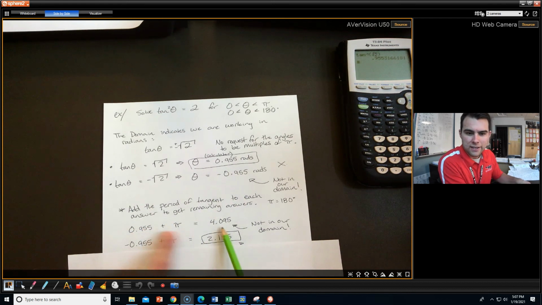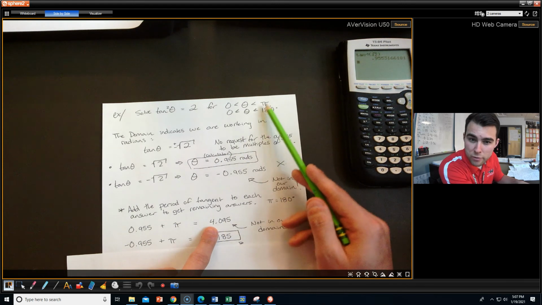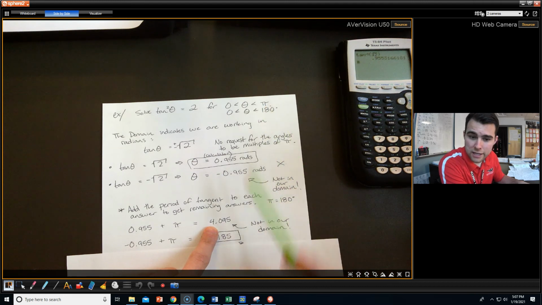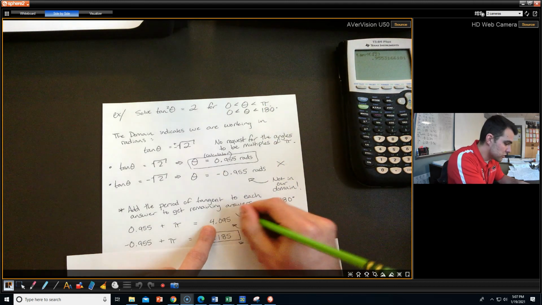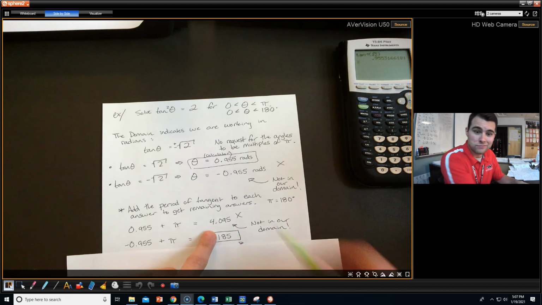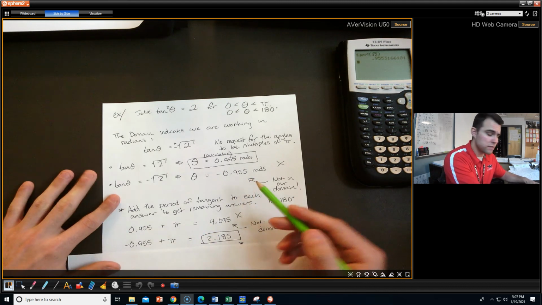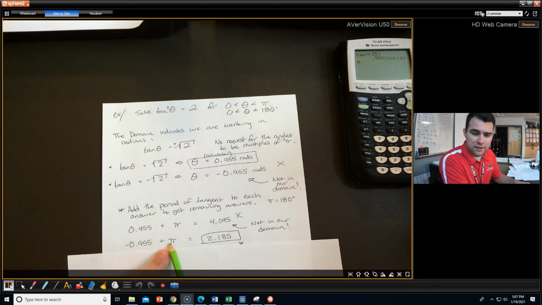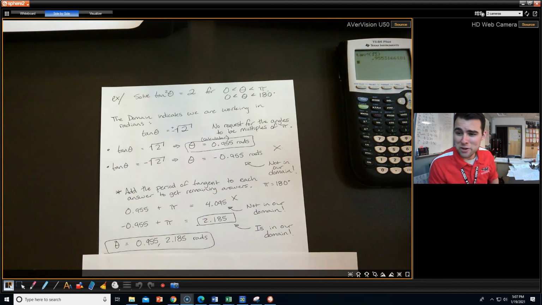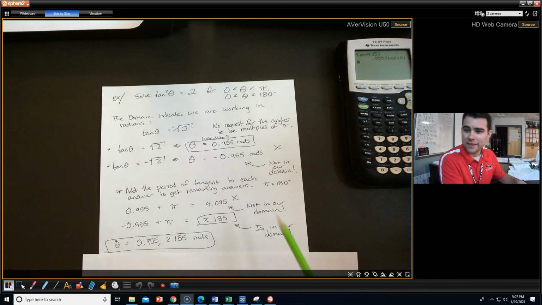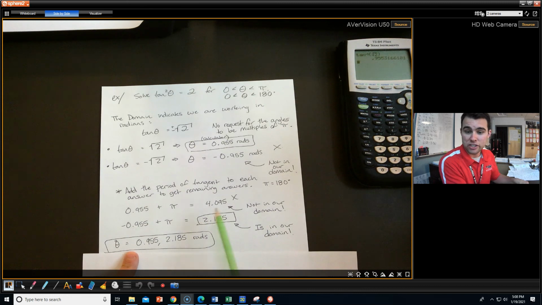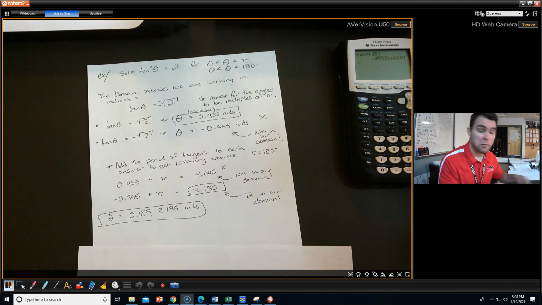So I do it with this first one right here. I bring it, add it. Well, 4.095, I know that's not in my domain because 3.14 is clearly less than this answer. So that's another extraneous solution. But I take my extraneous solution here, the negative, and I give it a shot. I add pi to it, and I end up getting 2.185, which is in our domain. So just because you get something that doesn't work right away, maybe add the period to it, see if you get other angle measurements that'll work. We would not have known that if we just tossed it out, okay? That would have been premature.